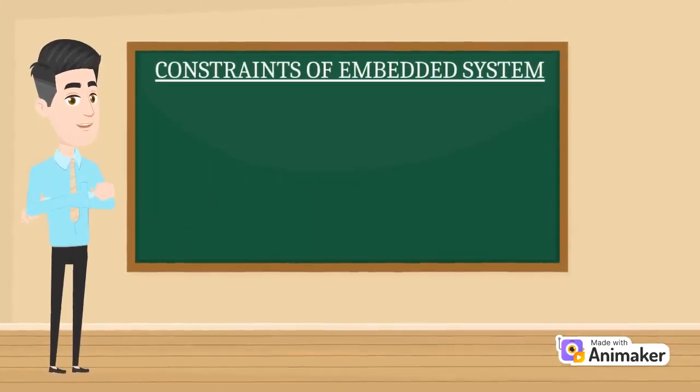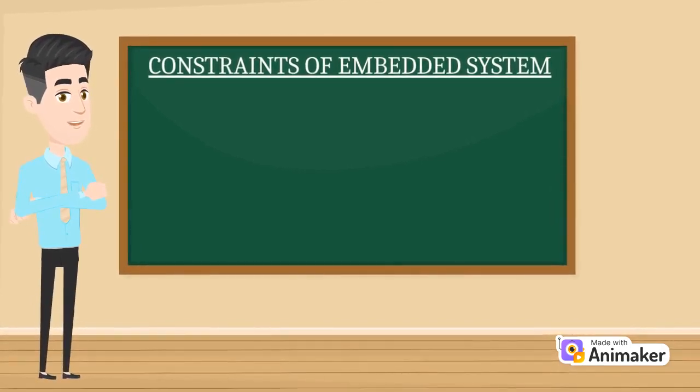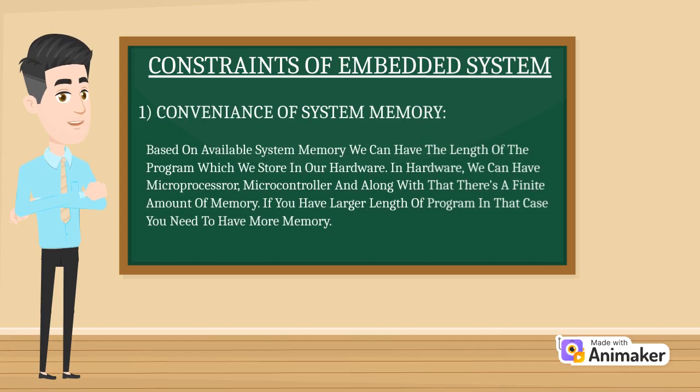Along with those characteristics, embedded systems have some constraints too. These are the three main constraints of embedded system. 1. Convenience of system memory. Based on available system memory, we can have the length of the program which we store in our hardware. In hardware, we can have microprocessor, microcontroller, and along with that there's a finite amount of memory. If you have a larger length of program, in that case you need to have more memory.